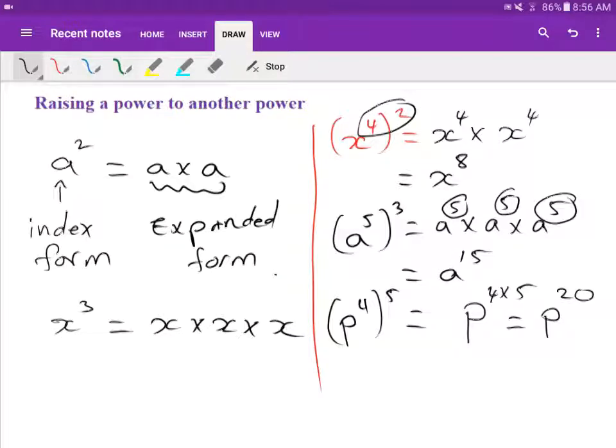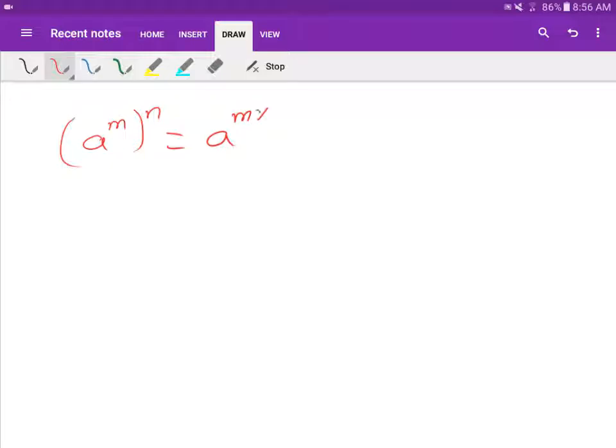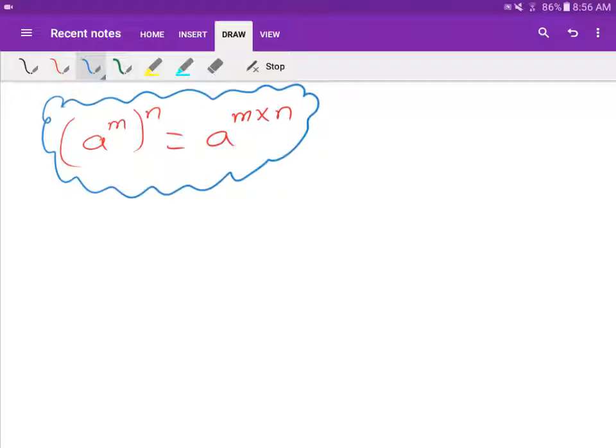Okay, so the rule is this. Important, note this down. a power of m, power of n, is just a to the m times n. So we are going to use this rule to do all these questions.